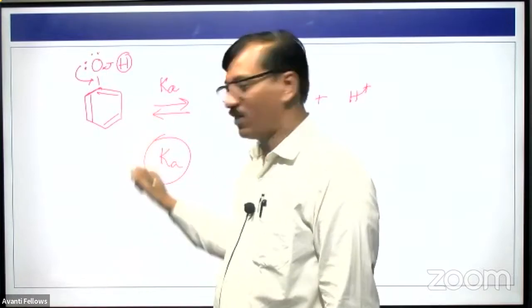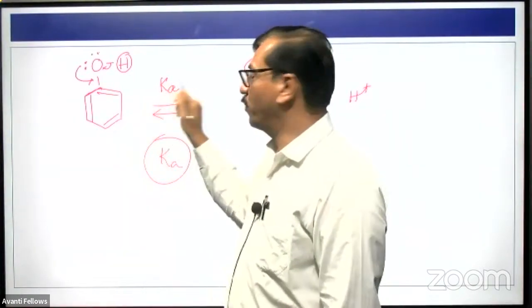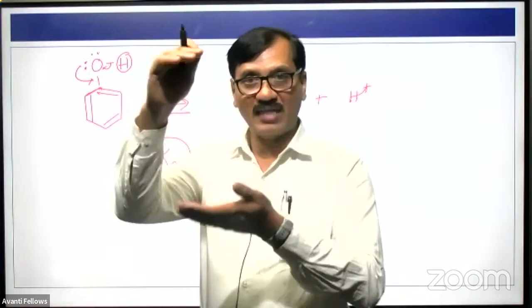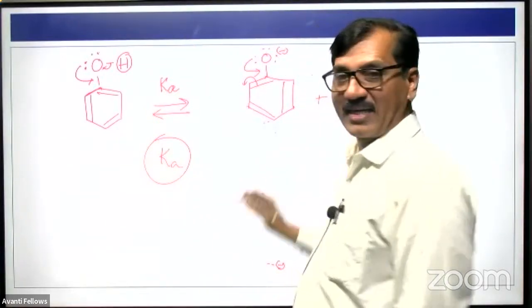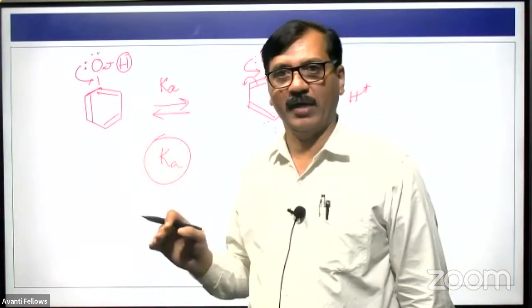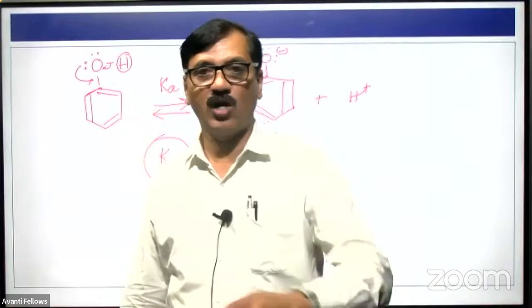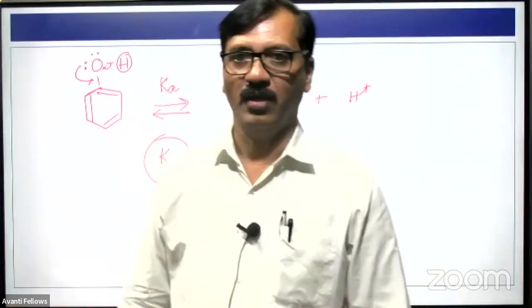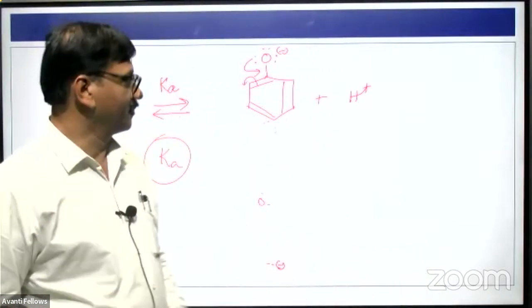Ka is nothing but the equilibrium constant value. So you know that whenever the equilibrium constant value is larger, then the acidic character is also more. So the Ka value of phenol is more than alcohols, right? And it is less than carboxylic acids, right?